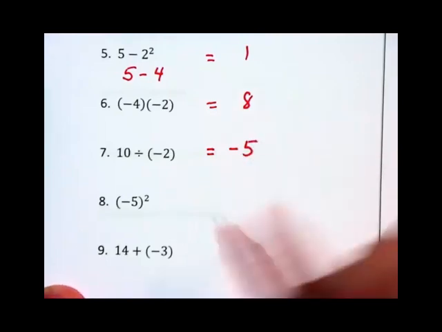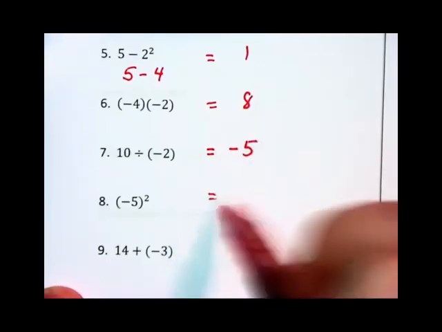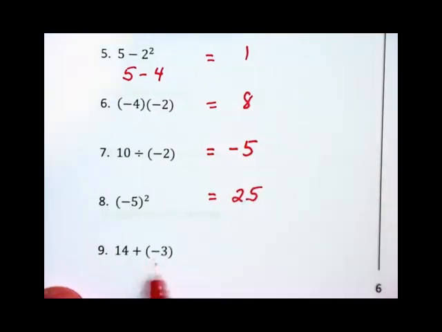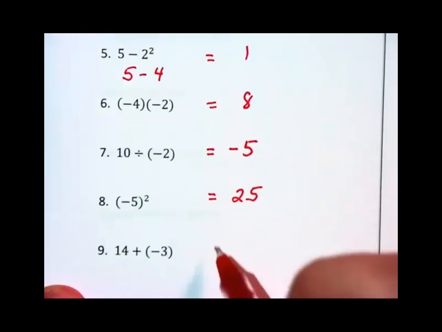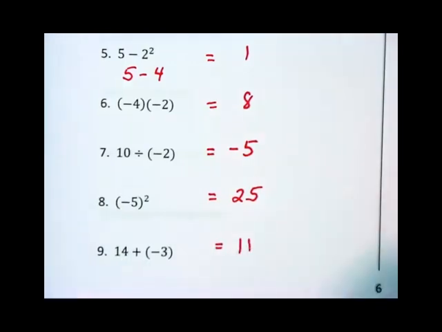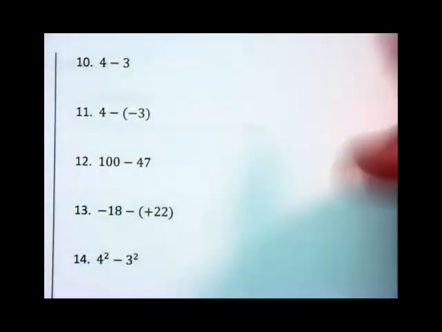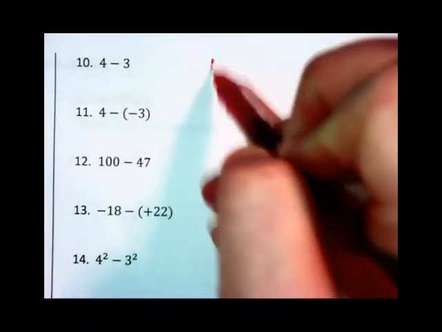Negative 5 times itself makes positive 25. Number 9, again, we're adding, but the signs are opposite, so there's more positiveness. So our answer will be positive, and subtract the 3 to make 11. So positive 11 for the total there. Hopefully you're getting most of these right. Number 10, 4 minus 3 is just 1.